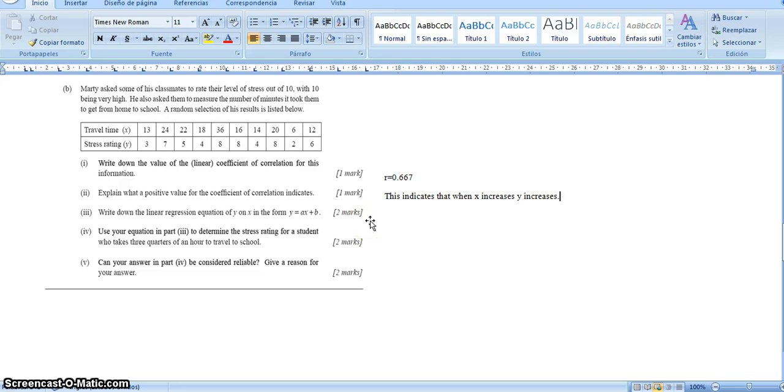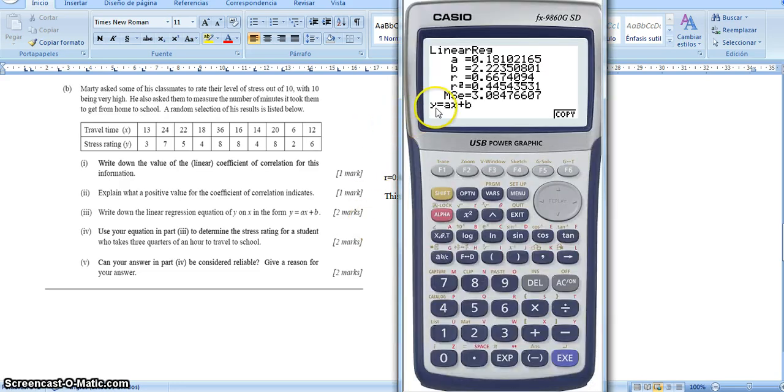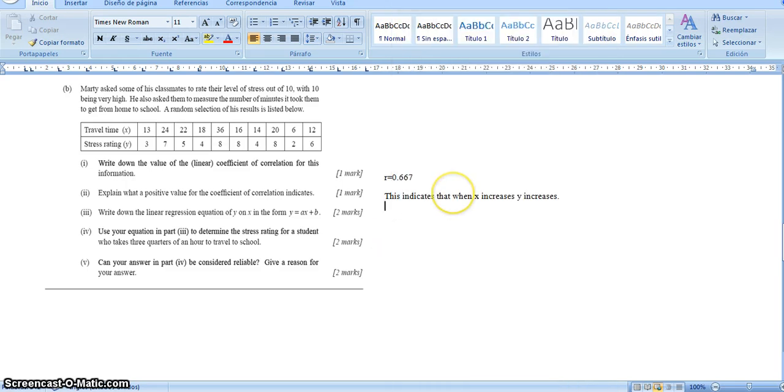That is something very easy to do if we look at the calculator. We have something here that says y equals ax plus b, and a is this number and b is this number. So our regression line will be y equals 0.181 times x plus b, and b is this number, 2.22. So our regression line would be y equals 0.181x plus 2.22. Remember to round to three significant figures. And this is our regression line.